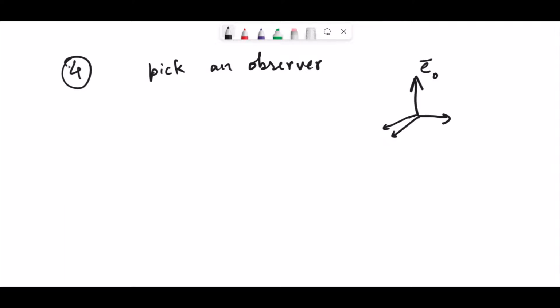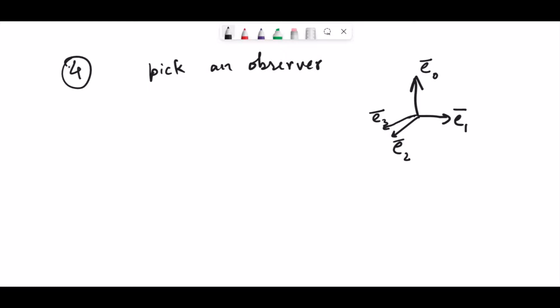So the observer in 4 dimensions can choose one time-like unit vector, which is denoted by E0, but he can also choose 3 mutually orthogonal, they can be, but they don't have to be orthogonal, by the way, but they have to be independent. He can choose 3 independent basis vectors, so E1, E2, and E3, that's how we denote them.